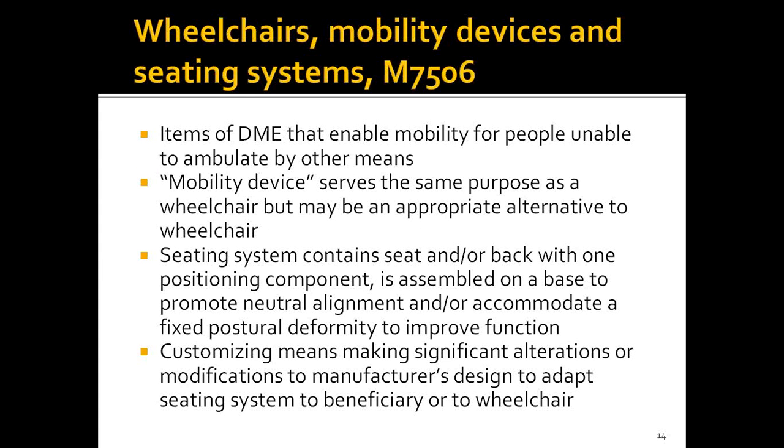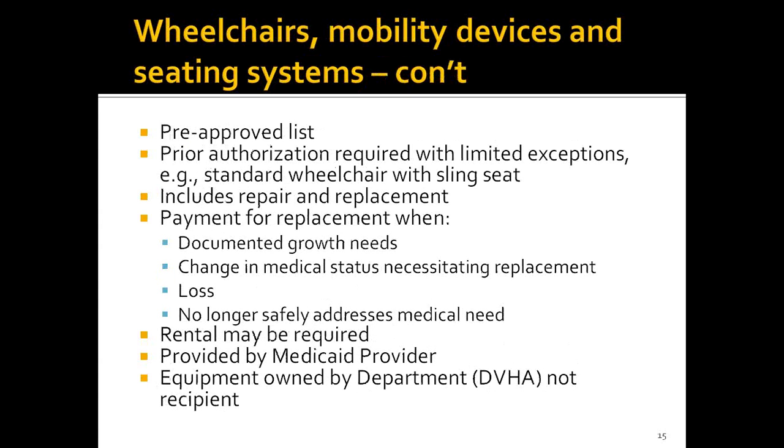Here's the definition for wheelchairs, mobility devices, and seating systems. I'm not going to read through this; I'll let people skim through it themselves. Essentially, mobility devices enable people to have mobility if they're unable to ambulate by other means. It includes wheelchairs, seating systems, and also customization when that's necessary for the individual. Again, it's a pre-approved list. Prior authorization is required. It includes repair and replacement.